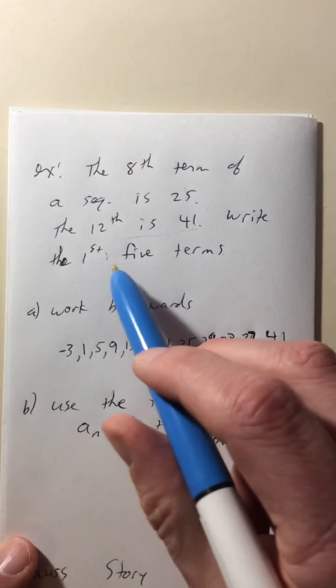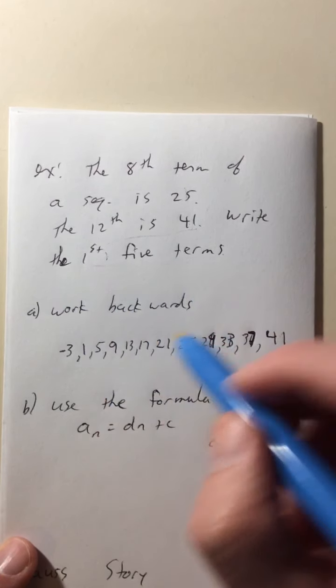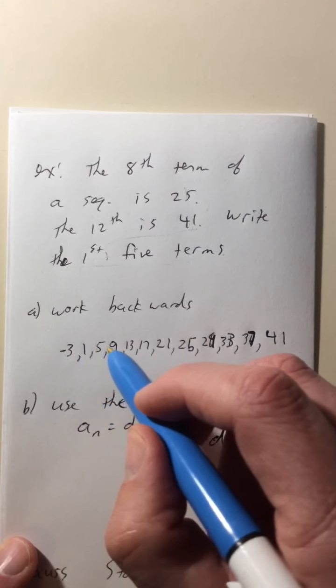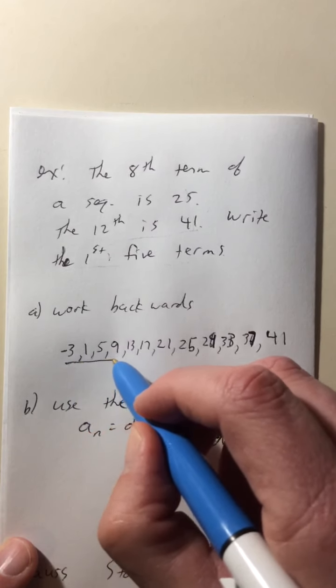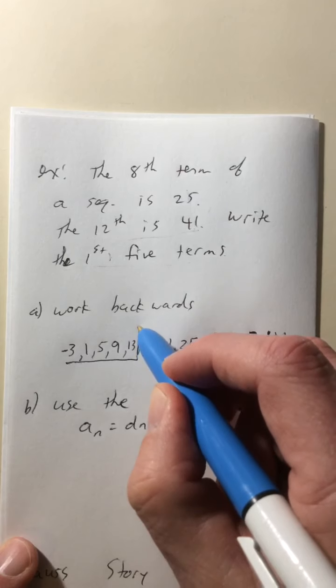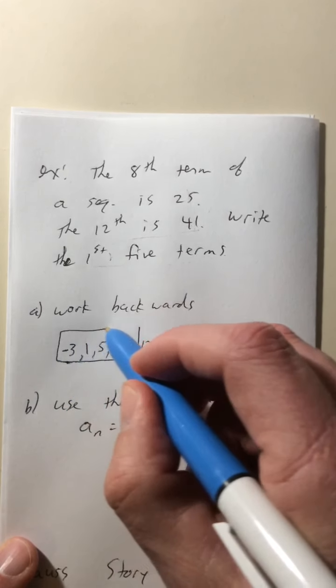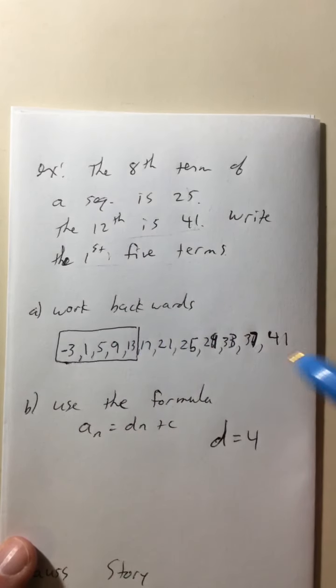Okay, so we want to write the first 5 terms. Well, there they are. 1, 2, 3, 4, 5. There they are, negative 3 all the way up to 13. So that's one way to do this, just kind of thinking backwards, working backwards. That's one way to do it.